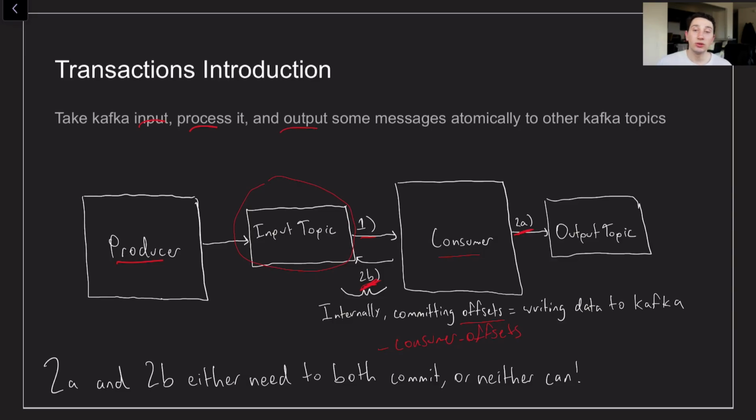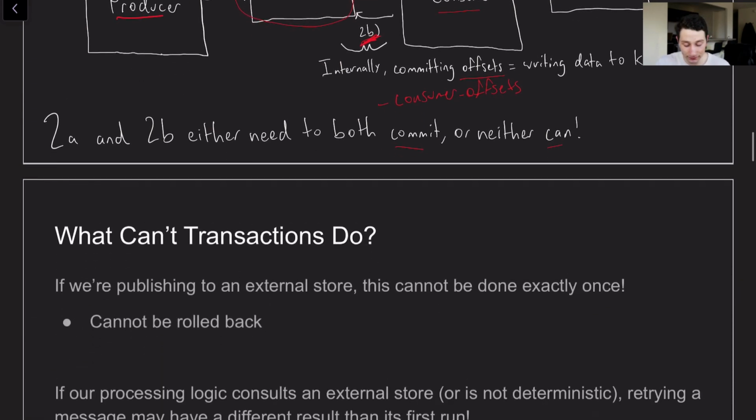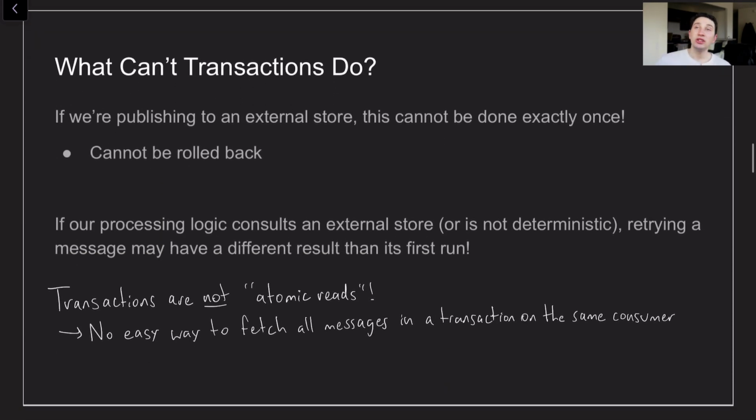And only once those writes are considered committed can downstream consumers actually see those as valid. So basically either 2A and 2B need to both commit or neither can, and no one can read them until they both commit. That's a big part of this. Okay, so we understand that's kind of what transactions are doing, right?